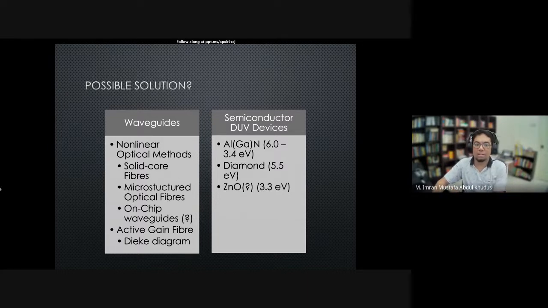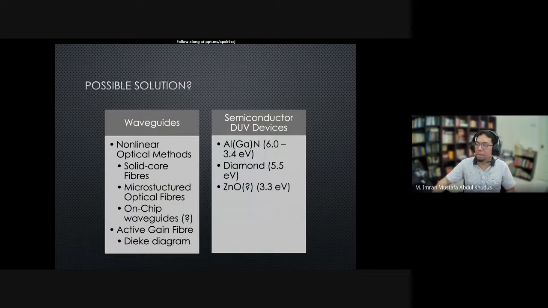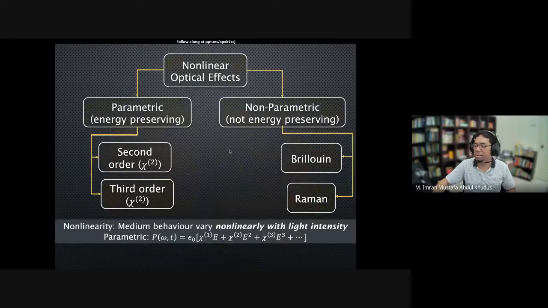In terms of deep UV devices, really there are not that many devices which we can use, and so only these three are kind of suitable in a sense for DUV devices: aluminium gallium nitride, diamond, or zinc oxide. Right? Okay. So we'll look at nonlinear optical methods first, and then we'll go on to DUV devices. And the point here is that we want to show that it's actually impossible to have really high efficiencies, but we'll go on to that at some point.